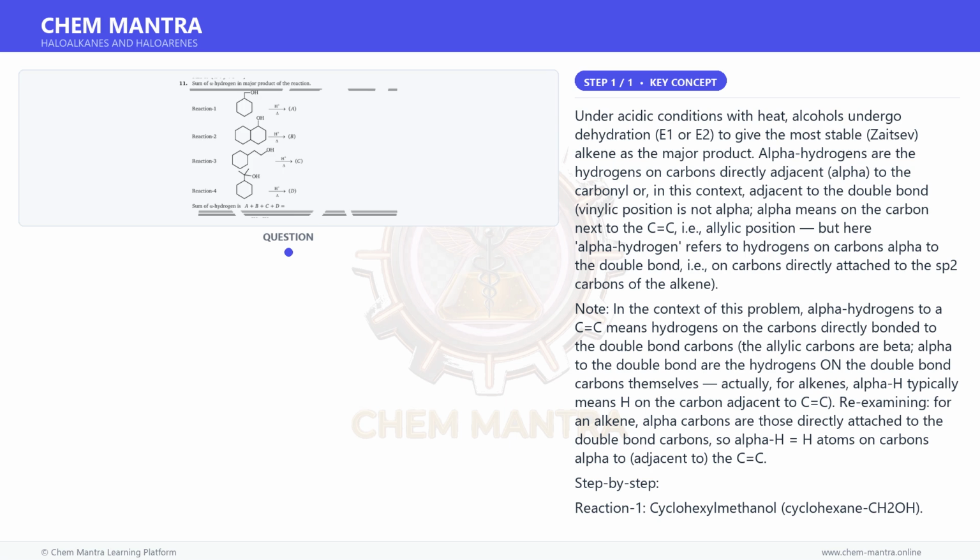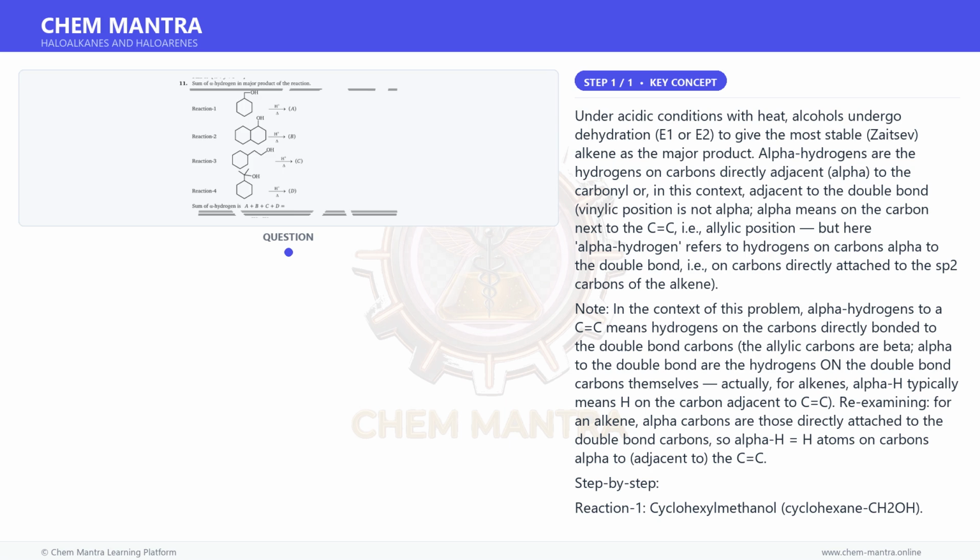Let me reconsider. Actually, the bicyclic alcohol shown has O on a carbon at the ring junction area. Product B from dehydration would be a bicyclic alkene. Counting carefully, if B equals octalin with 3 alpha H, and we need A plus B plus C plus D equals 32.